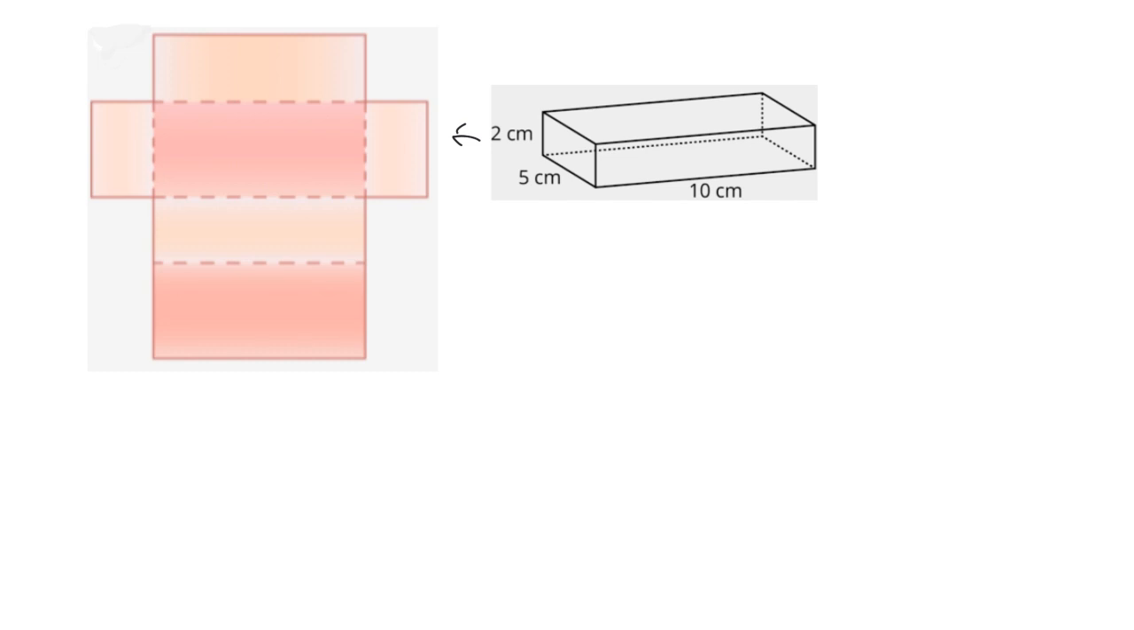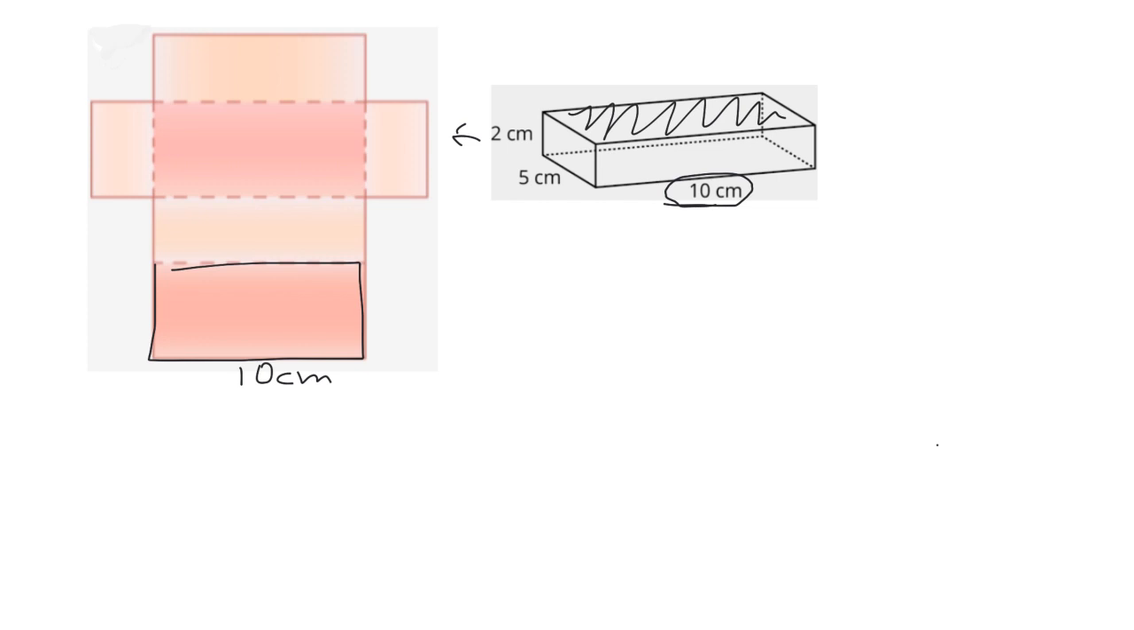Now I notice right here that the length of our prism is 10 centimeters. So that means that over here on the net, all of those long sides, I'm going to start here, are 10 centimeters. Okay. Now let's start with this face right here, and let's call this our top, because I see that this face is the same as this face here.